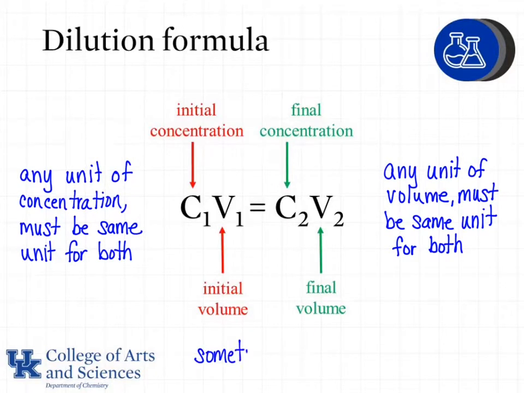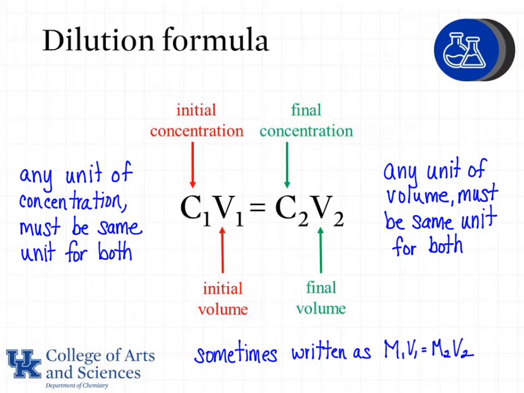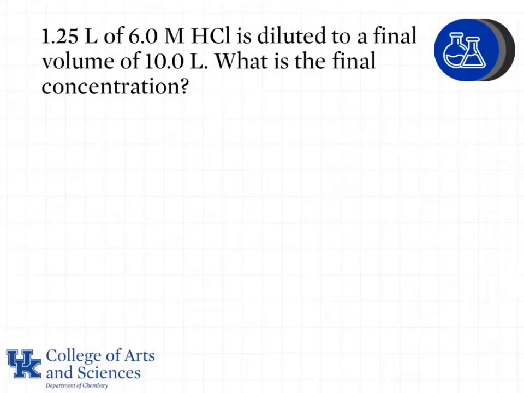You may have seen this equation before, written as M1V1 equals M2V2. Because concentrations can be in any unit, using C1V1 equals C2V2 is preferred. M1V1 implies that the concentration must be in units of molarity, when in fact any concentration can be used. Let's look at an example of how we can use this equation.